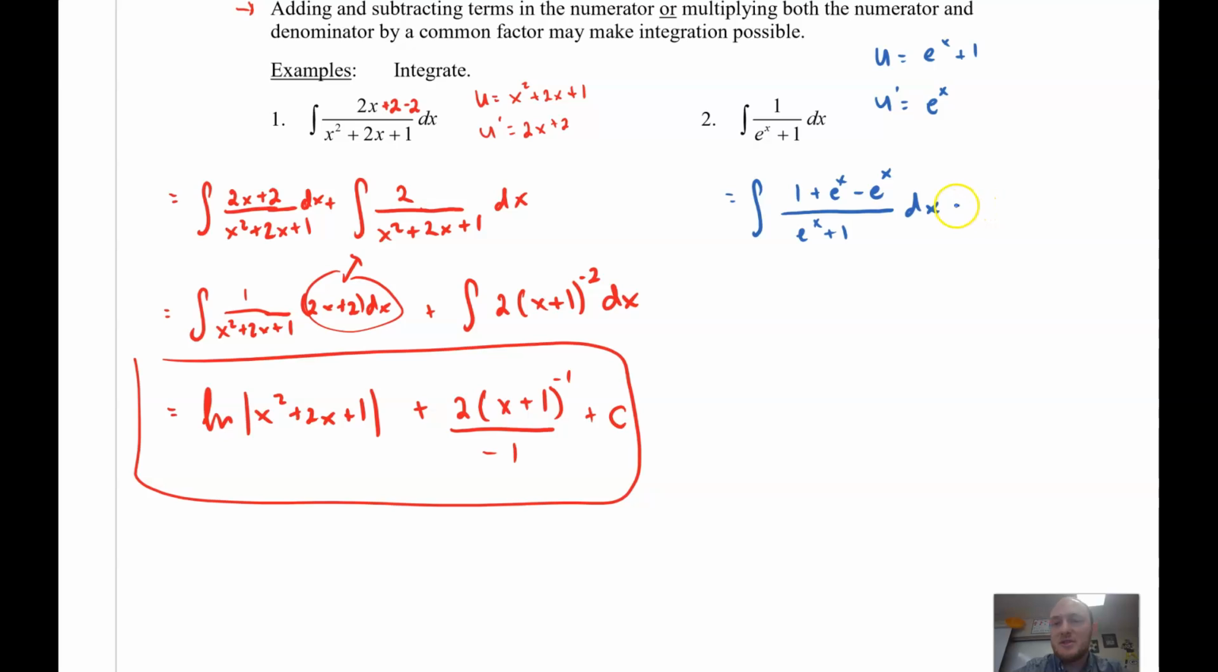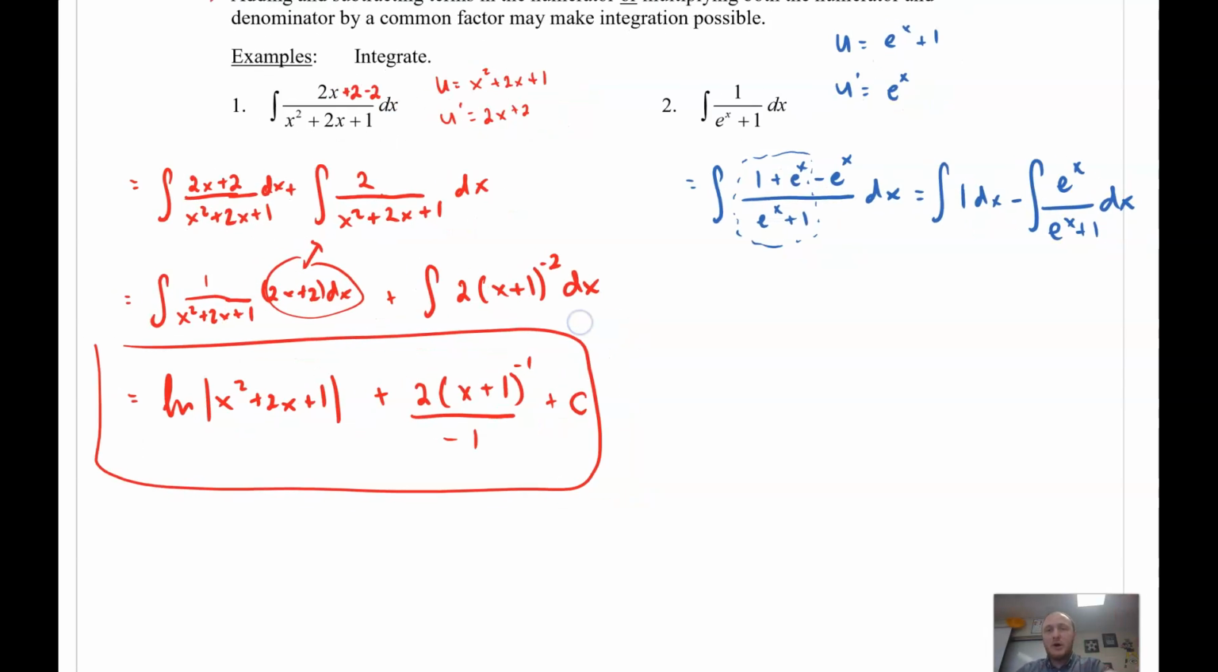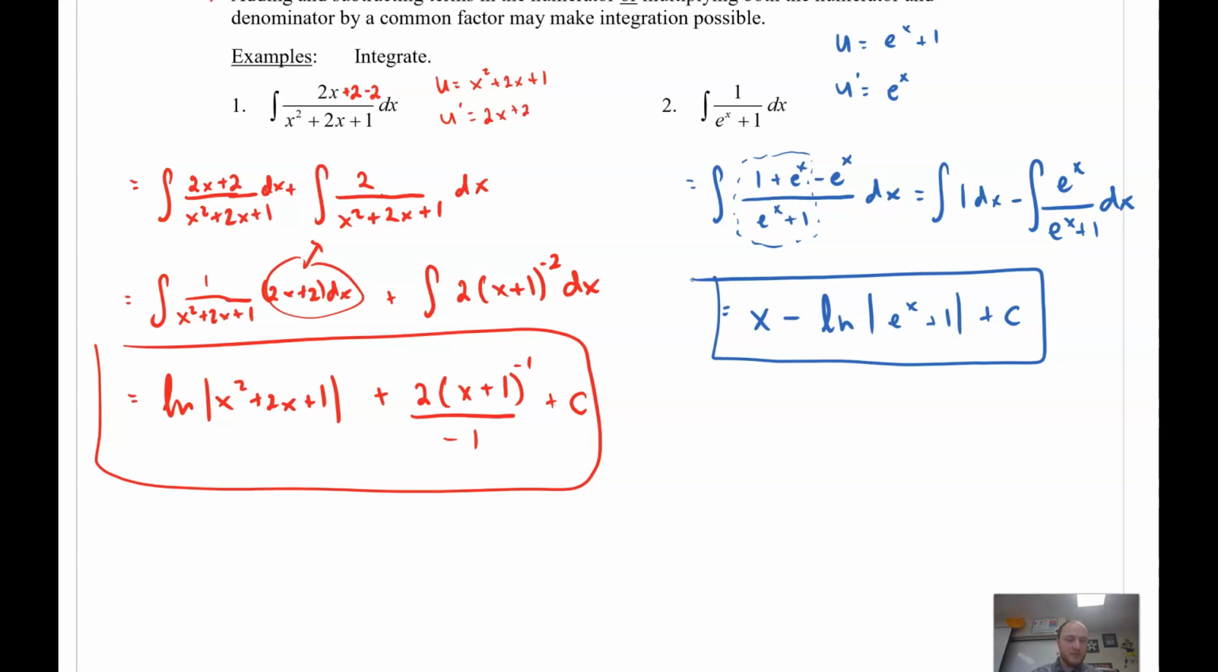So what good does this do me? Well, if you look here, don't you see that that's essentially 1? So I have the integral of 1 dx, minus the integral of e to the x over e to the x plus 1 dx. Now look, I have my u and I have my u prime for this function. Isn't life good? The integral of 1 is just x, minus the natural log of the absolute value of e to the x plus 1, plus c. And there you have it.